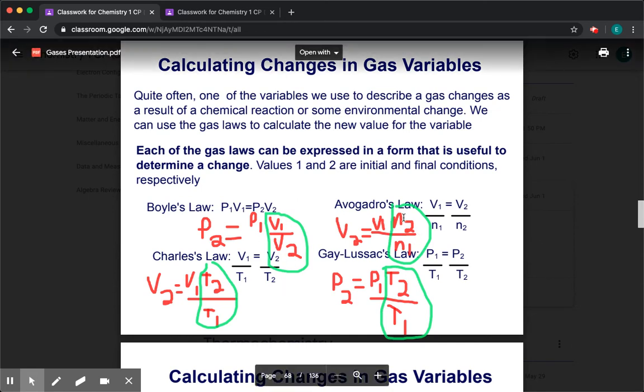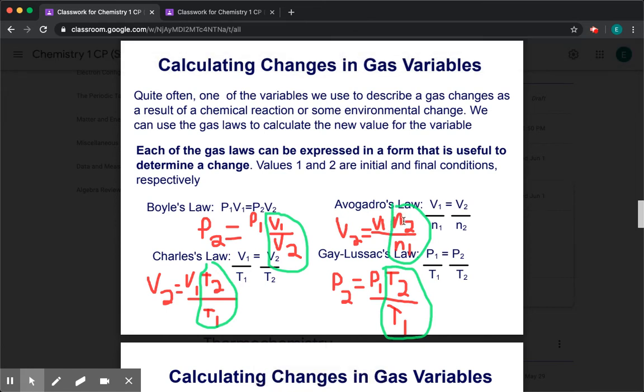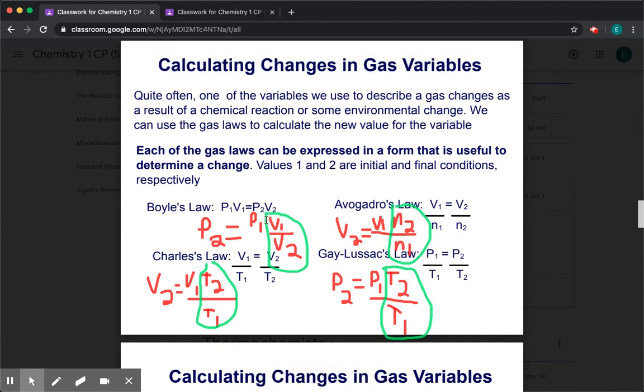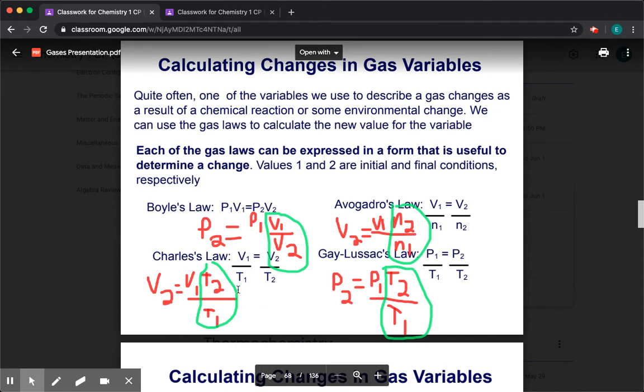For Avogadro, look at the moles. For this one, 2 is on top. All the other ones, 2 is on top as well. The only one that's inverse is the only one that has a 2 on the bottom. The rest of them have the 2 on top.